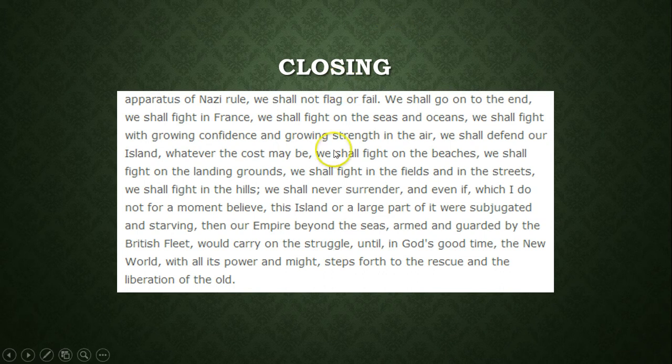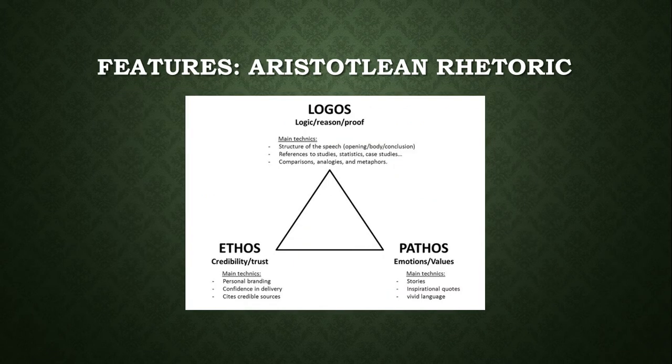And there's a classic line here, we shall never surrender. It's beautiful. Okay, so that's another way to close your speech, to compel your audience to do something about what you've said. Okay, features. So these are the Aristotelian uses of rhetoric.